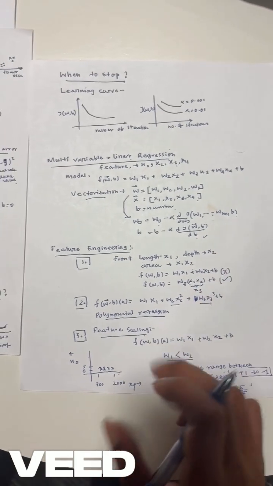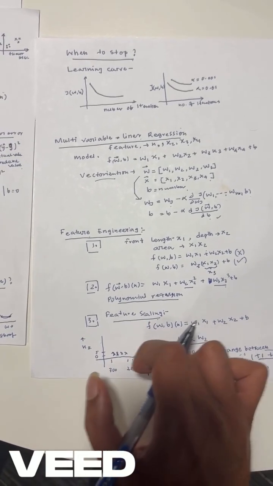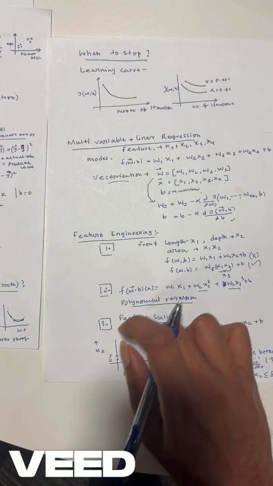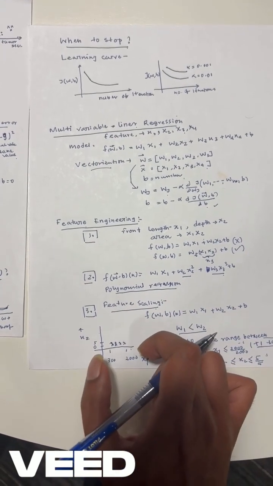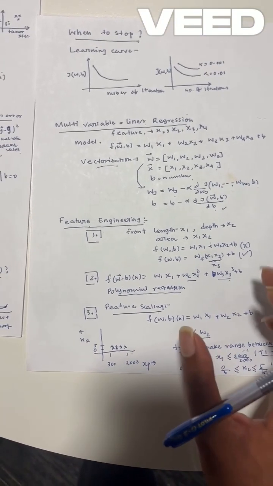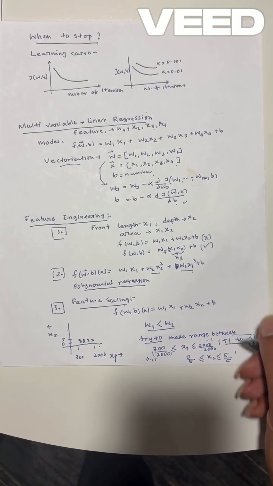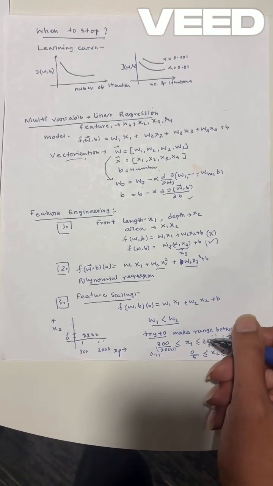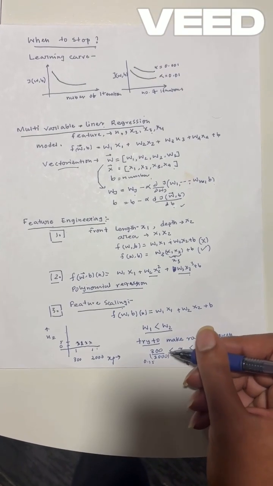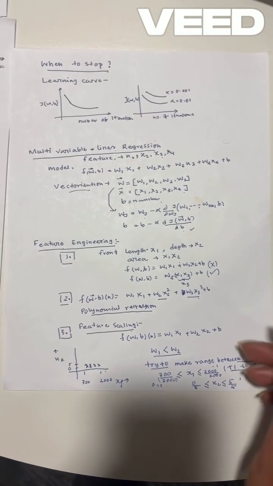And third, feature scaling. Feature scaling is needed when the data has a very wide range: some values are very low, some are very high. To make it uniform, we normalize it to between +1 and -1, and we divide by the highest value on both sides, and we get these +1 to -1 values.